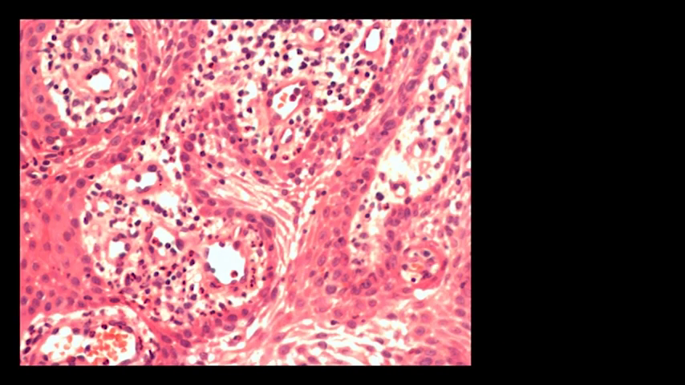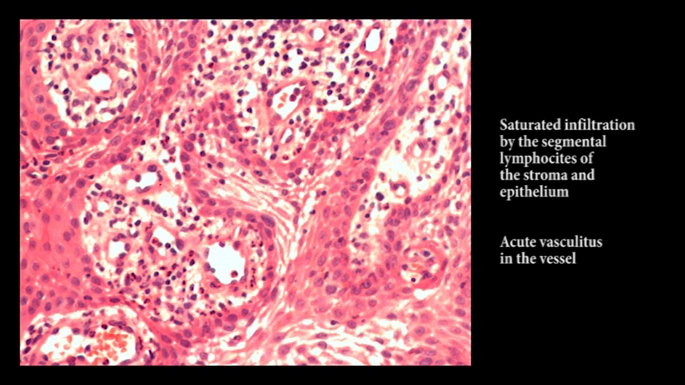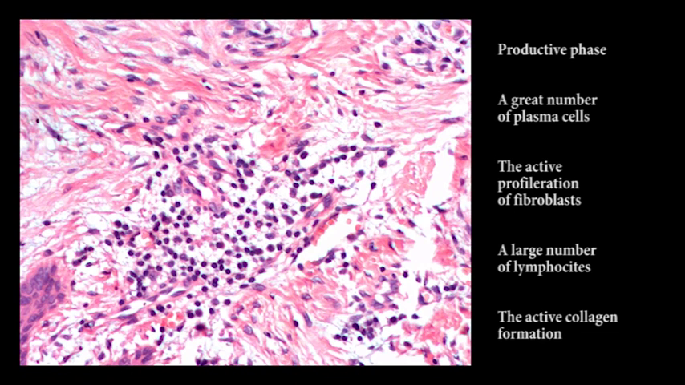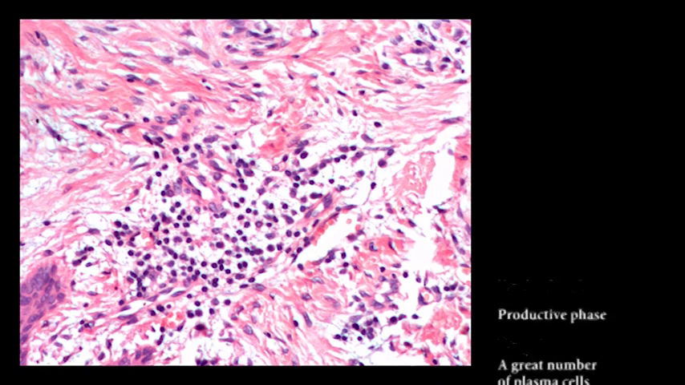Slice 2C, the 2nd day after quantum therapy. Saturated infiltration by the segmental lymphocytes of the stroma and epithelium. Acute vasculitis in the vessel. The 5th day after quantum therapy. Productive phase. A great number of plasma cells. The active proliferation of fibroblasts. Large numbers of lymphocytes. The active collagen formation.